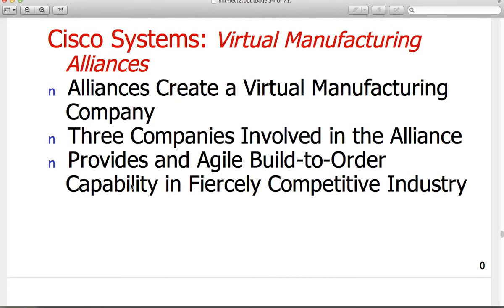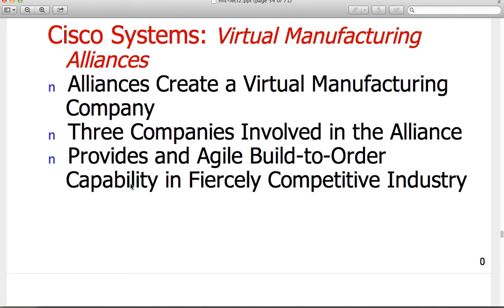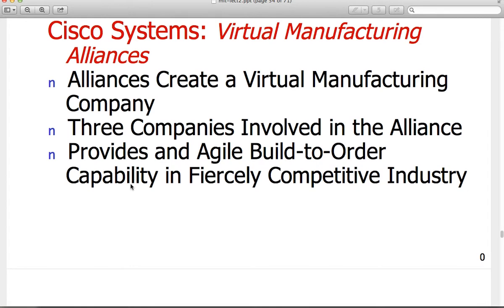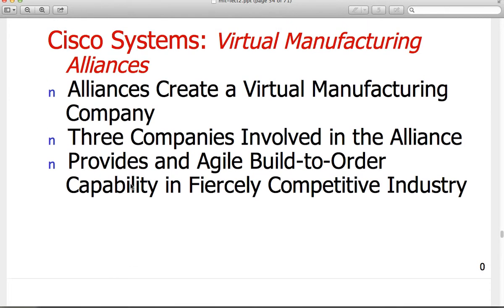So you have 3 companies involved in alliances, for example, providing agile build-to-order systems and capabilities in a fiercely competitive industry. Well, if you don't have to own the warehouse, which is kind of an interesting concept, you don't have to own the warehouse. You don't have to train manufacturing. You don't even have to provide any of that. But you get that when you take this virtual approach, because you don't own a warehouse.